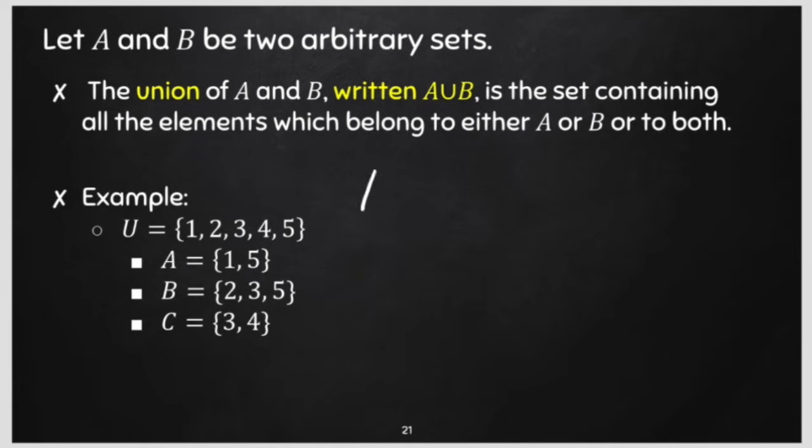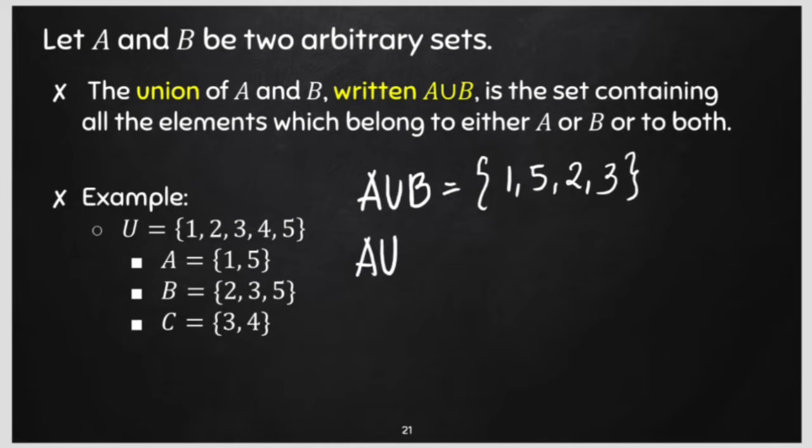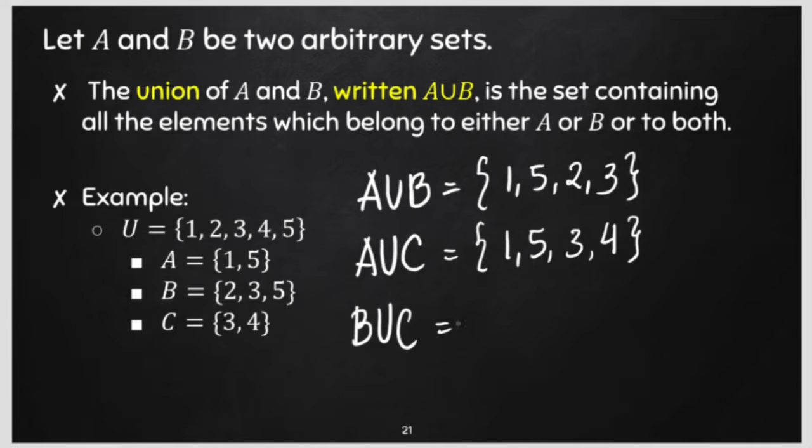So if you want A union B, I'll have {1, 5, 2, 3}. I don't have to write 5 again because you already have 5. If I'm going to find the union of A and C, I'll have {1, 5, 3, 4}. And then if I'm going to find the union of B and C, I will have {2, 3, 5, 4}. I don't have to repeat writing 3 again because I already have 3.